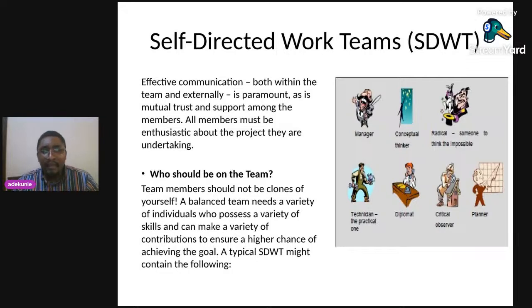You can have, like you see on the chart, a conceptual thinker. You have a radical within the group. You have a technical person within the group. You have a diplomat within the group. Now, these are kinds of people. You have a planner. You have an observer. These groups are very key in any team. These are characteristics of people who will be in the group. All these characters need to be blended together to become a team.